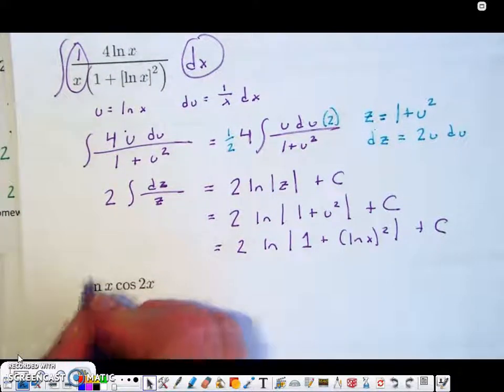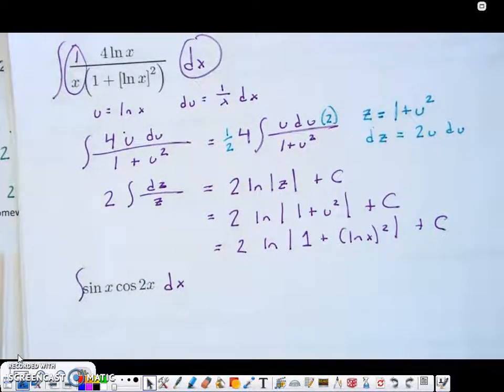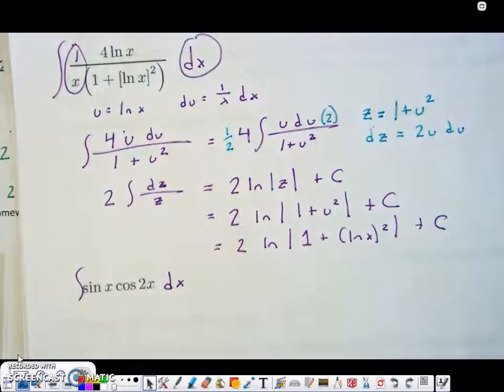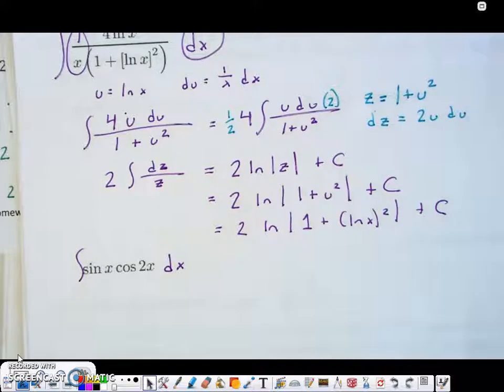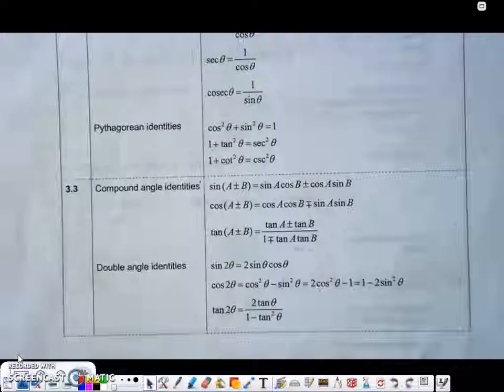All right, the next guy looks like this. Let's at least see if we can think of a substitution or something like that. Generally speaking, when you see the double angle, you're going to need a double angle substitution. So be thinking about that. Go to your double angles, see what you can think of to substitute.